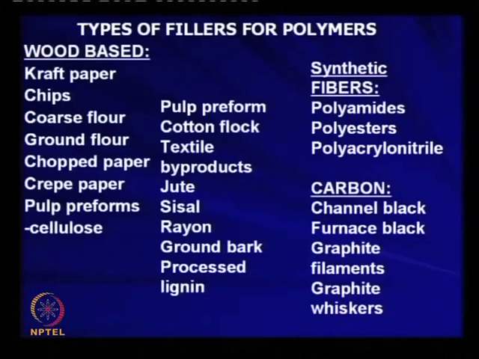Channel black is used for making printing ink. The particle size is very low, less than 10 nanometer, channel carbon black. That means it is made by a channel process through combustion of natural gas or petroleum oil. Furnace black is made from again natural gas or petroleum oil by furnace process and thermal process. You see lamp black, you have seen lamp black. If soot formation is there, that soot is nothing but unburnt carbon, that is also a carbon black.